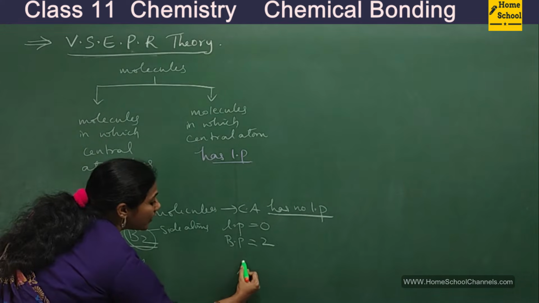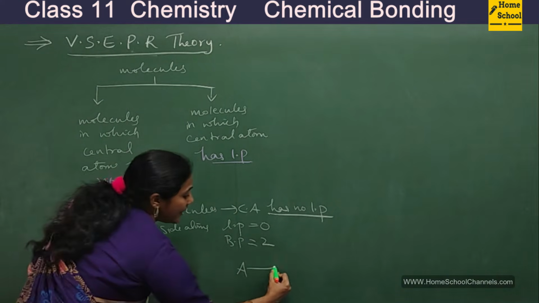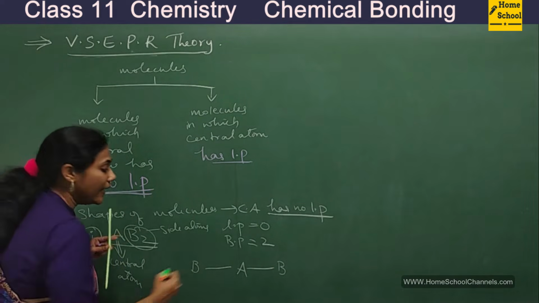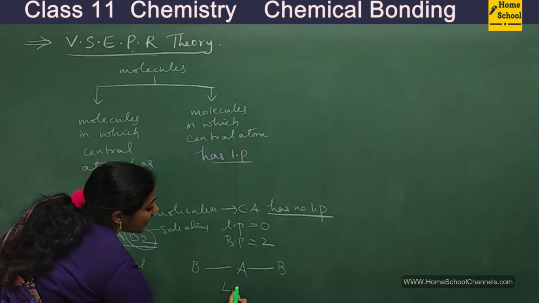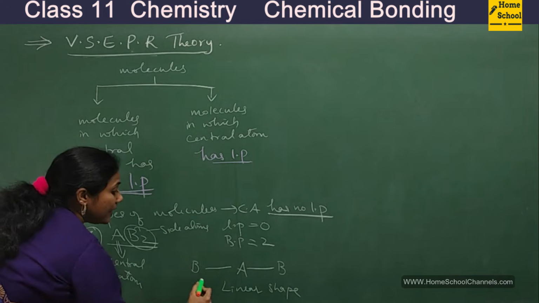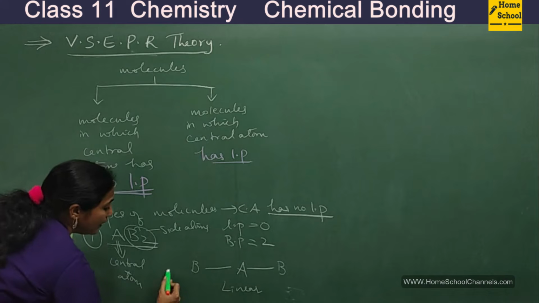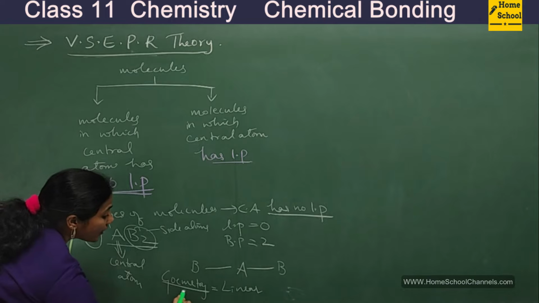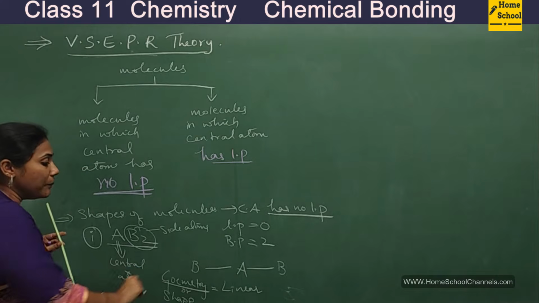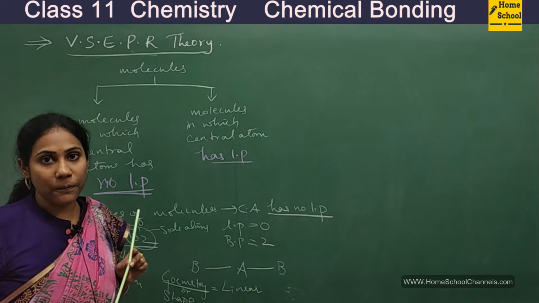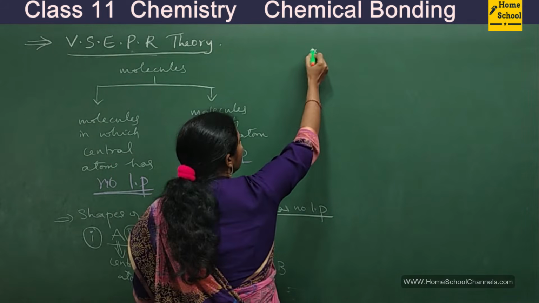So if the 2 bond pairs are just opposite to each other, then the shape is linear. How do you show it? A is the central atom. This side one bond is there with B, and this side another bond is there with B. This shape is called linear shape, or the geometry is linear. Here geometry is equal to shape. Now I am going to tell you what actually is the difference between geometry and shape. Remember guys, this is really important.